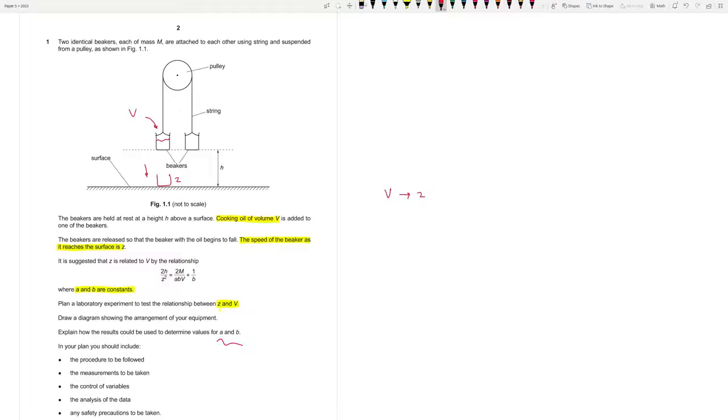So question 2 is actually on capacitors. A student investigates the discharge of capacitors in the circuit shown in figure 2.1. The capacitors have capacitances CA and CB. The student closes the switch to charge the capacitors. The switch is opened and the stopwatch is started. The capacitor is discharged through the resistor of resistance R. At a fixed time t, the voltmeter reading V is recorded. The experiment is repeated for different values of capacitance CA and CB.